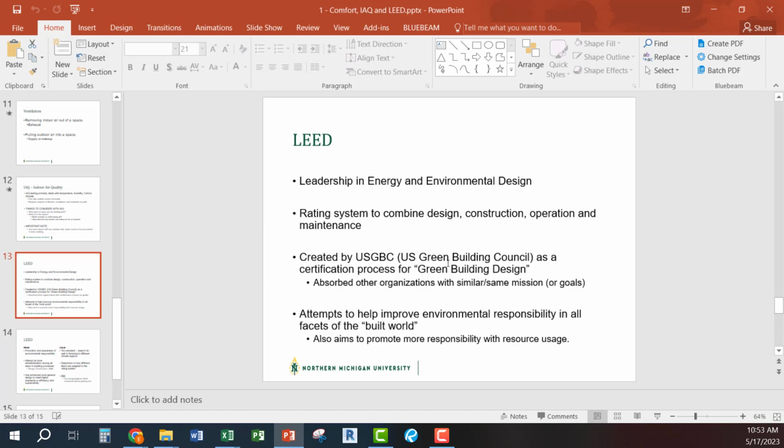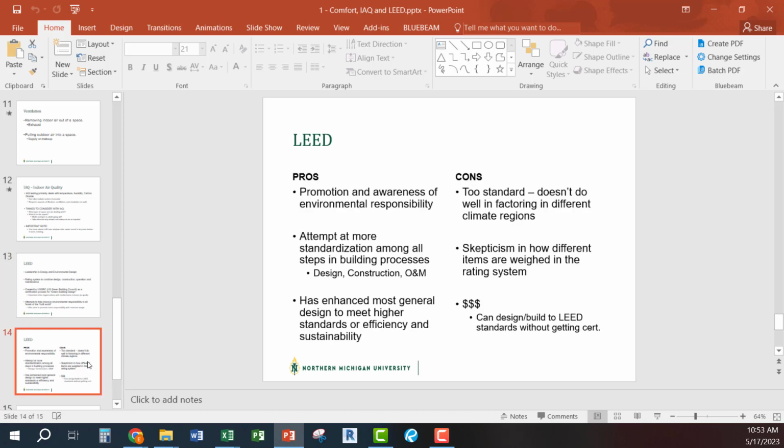LEED partners with a lot of other agencies as well that are creating a bit more of a standard that I think makes a lot more sense. It has also enhanced most of the general design parameters throughout the industry, so that almost every building you can build nowadays would meet LEED standards.